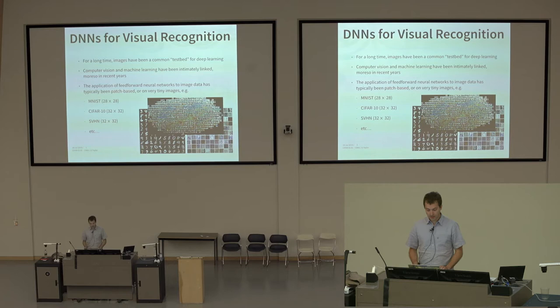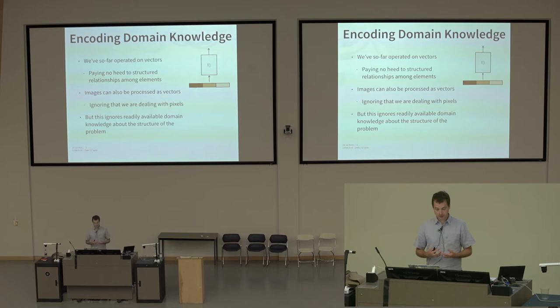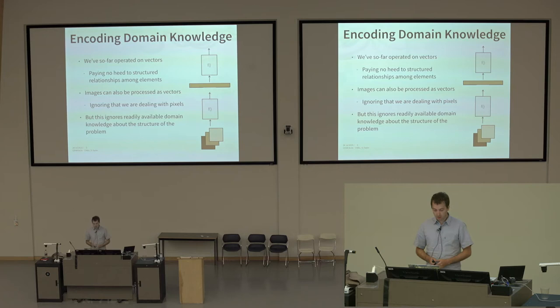Using feed-forward neural networks, we've operated on vectors, basically paying no attention to any structured relationships among the elements in the input. Of course, we can flatten an image to a vector, collapsing its 2D structure, but this would ignore readily available structural information that might be useful to solving the visual recognition tasks and also gaining some efficiencies. Just as machine learning practitioners often engineer discriminative features at the input level, based on their domain knowledge, we can also infuse domain knowledge into the model architecture itself, and we call this inductive bias.